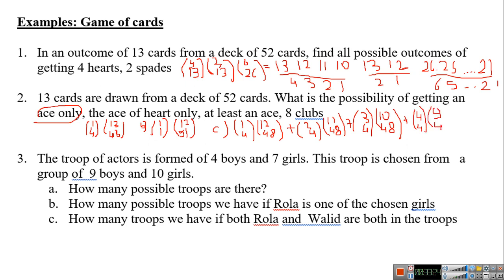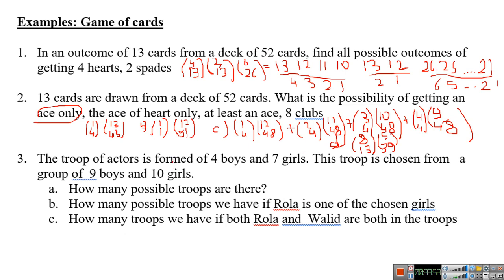In the last one, in part D, I want 8 clubs. So how many clubs do I have? I have 13. So remains 5 cards because I want to draw 13 cards. These 5 cards can never be clubs. They can be heart, diamond, and spade. So 5 out of 39. Okay, you can keep it like this. No need to find the answer. If you want to find the answer, you go to calculator.